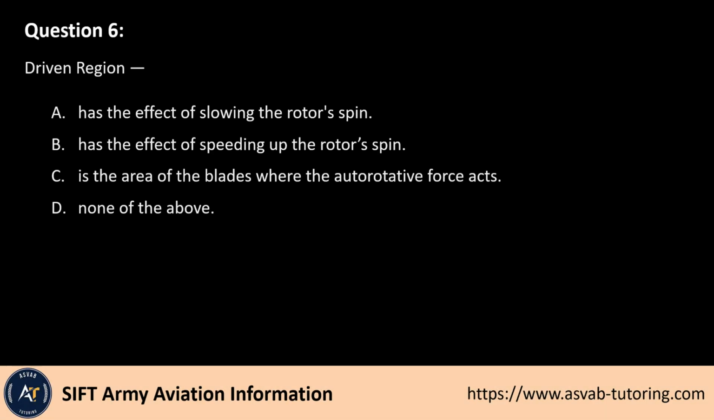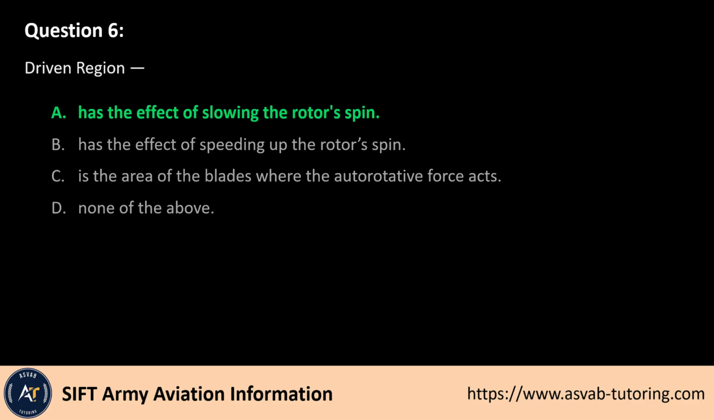Question 6. Driven region. A. Has the effect of slowing the rotor's spin. B. Has the effect of speeding up the rotor's spin. C. Is the area of the blades where the autorotative force acts. D. None of the above.